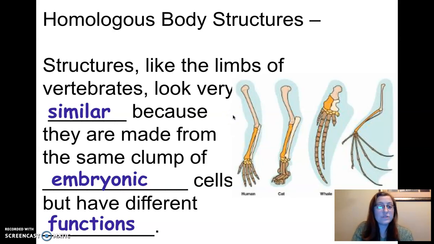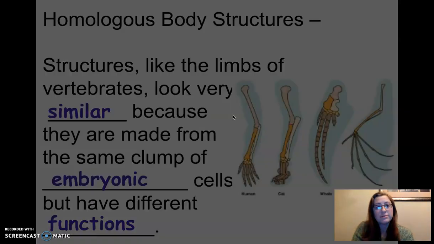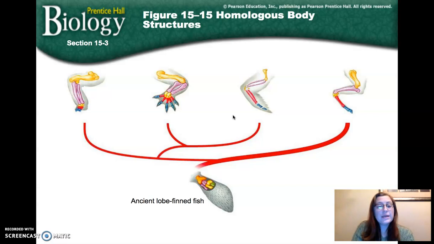Why do they have those similarities? Because they evolved from a common ancestor. Okay, and here's just another look at that. This is the reason why it supports the theory. When we see all of these similarities in bone structure, yet we know functionally each organism uses them very differently, we can say, why would they have any similarities in the first place?